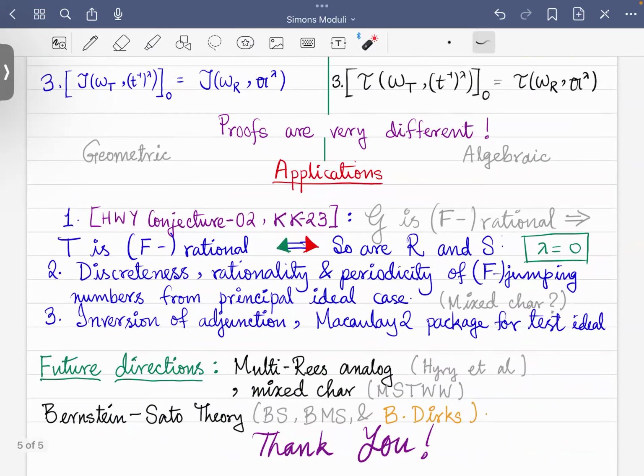And I want to mention a couple of future directions. So there we did it for Rees algebras, but there is a way to do all these things for multi-Rees algebras or for filtrations. Hyry and his co-author studied these things, but the hope is that this will give us various algebraic properties of multiplier ideals, like sums or products of two ideals. And the other thing is Bernstein-Sato theory.